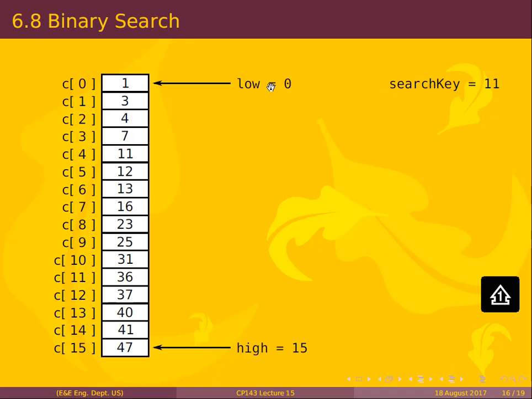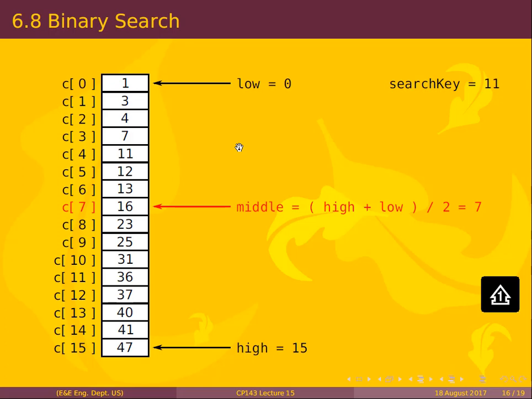We keep two counters for binary search. We keep the index of the low part of where we're searching, and we keep the high index of where we're searching. So the low index is index number 0, so array element number 0, and the high part is array element number 15. And I'm looking for a value of 11 in this thing. So if I look through my array, I see, okay, 11 sits right about there at C4. How am I going to get to it?